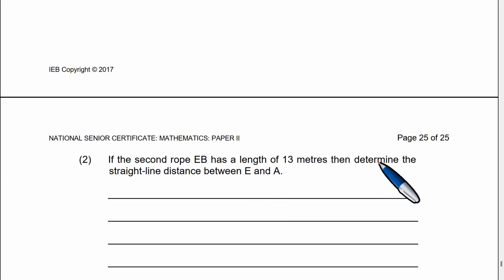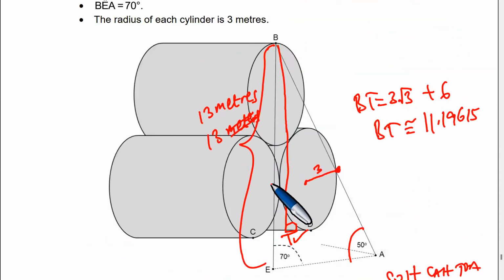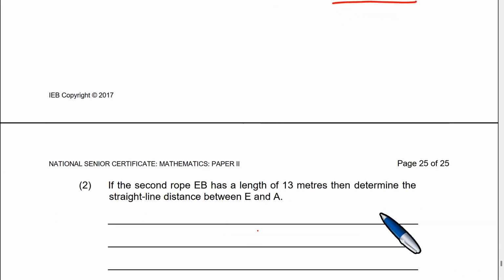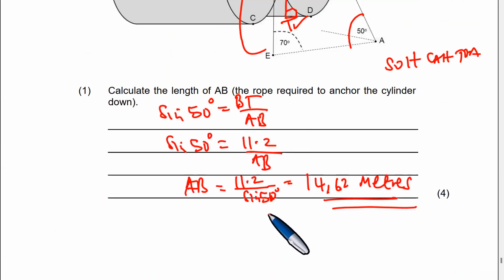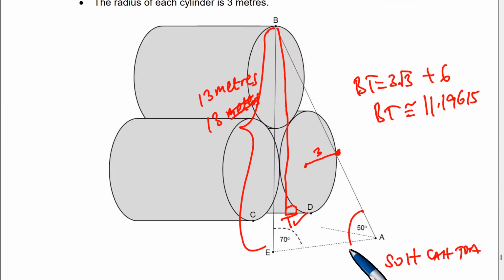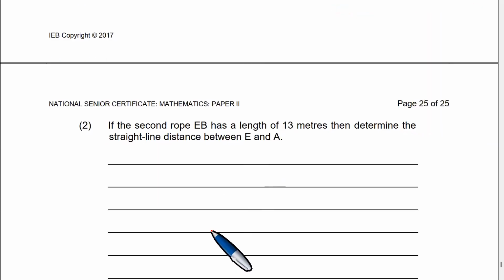Then determine the straight line distance between E and A. You need the straight line distance between E and A. Okay, so you have this. You already have this one here. What is this one here? We have found AB already. So we have this kind of a diagram.